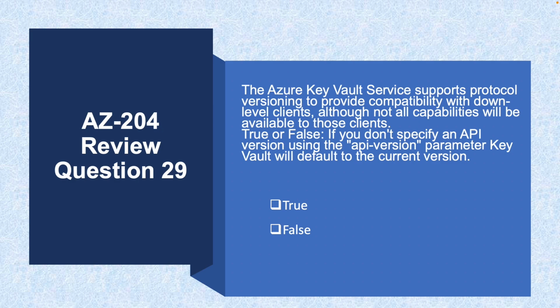Question number 29. The Azure Key Vault service supports protocol versioning to provide compatibility with down-level clients, although not all capabilities will be available to those clients. True or false? If you don't specify an API version using the API version parameter key, Vault will default to the current version. The statement is false. Clients must use the API-version query string parameter to specify the version of the protocol that they support, as there is no default.